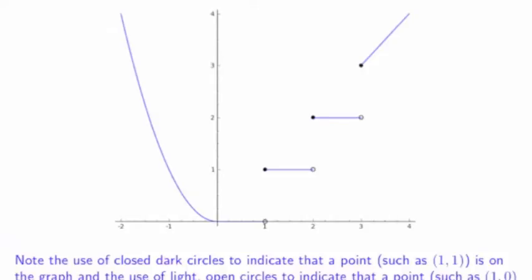Note the use of closed dark circles, black circles, to indicate that a point, such as (1, 1), is on the graph, and the use of the light open circles to indicate that a point, such as (1, 0) or (2, 1), is not on the graph. If I plug in the value x equals 2, for example, the output is y equals 2, up where the black point (2, 2) occurs. It is not at the point (2, 1). That open circle indicates that when you plug in 2, you do not get the output of 1.